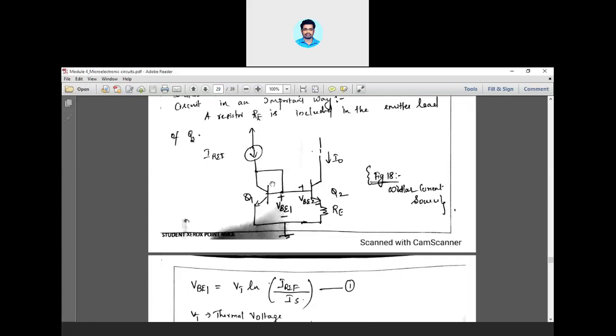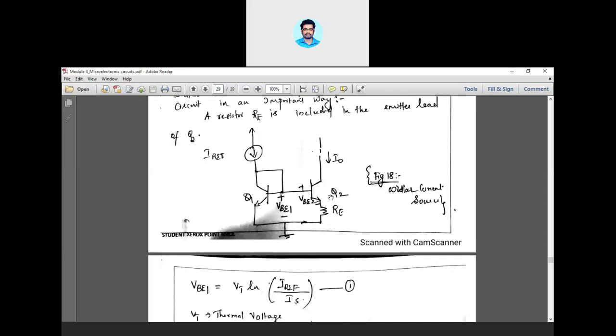Because you know that this is a diode only. Base to emitter junction, it is a diode, isn't it? Whenever you take a transistor, it is having two junction diodes. So one of the junctions can be assumed as a diode, and the diode equation I have written in equation number 1. That is VBE1, voltage across the base to emitter junction, is equal to thermal voltage into natural log of IREF by IS. IS is the saturation current of a transistor, which will be always available in the data sheet. Okay, IREF is the reference current.